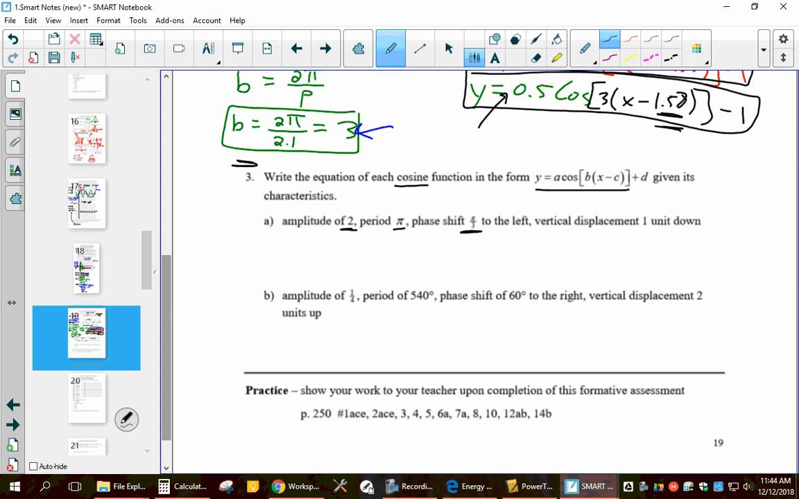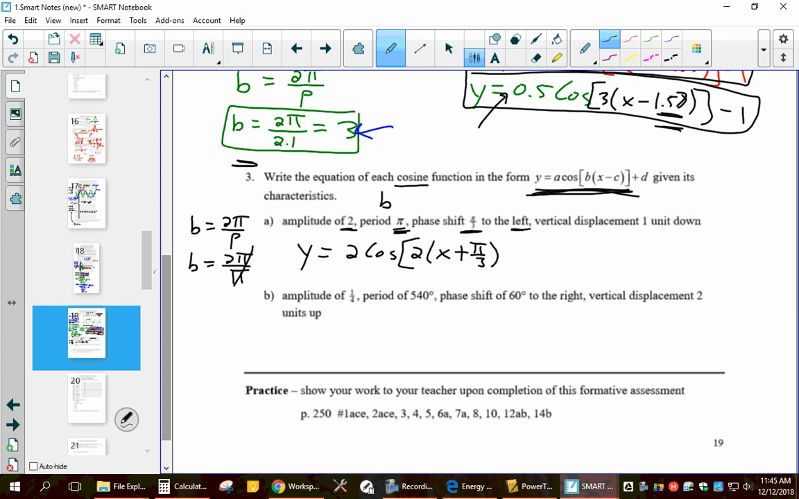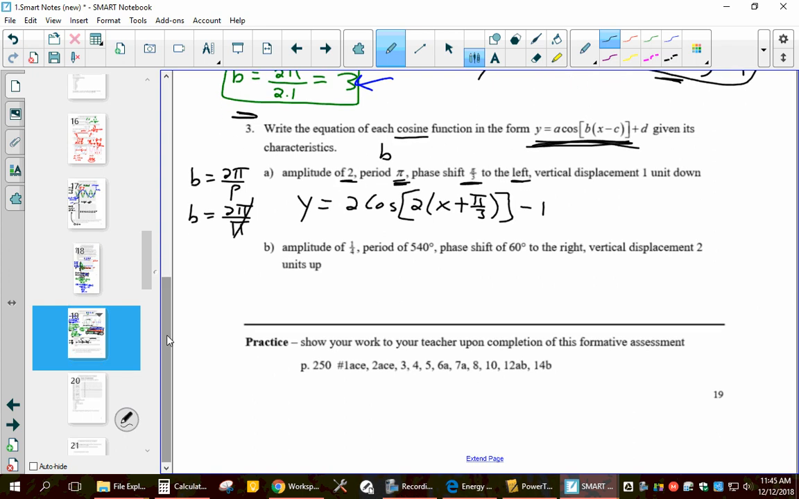Okay. So the only thing we don't really have here is a b value, but period's close, right? So b is equal to 2 pi over period. So your b value is going to be 2 pi over pi, right? B is equal to 2. And now we can just write it in, right? So let's just fill these in now. So y is equal to, our a value is 2, cos, our b value was 2, and then x, and it was a phase shift of pi over 3 to the left. So what's this going to be? Plus, yeah, plus pi over 3. And then 1 unit down, so minus 1. That's it. Okay, next one.